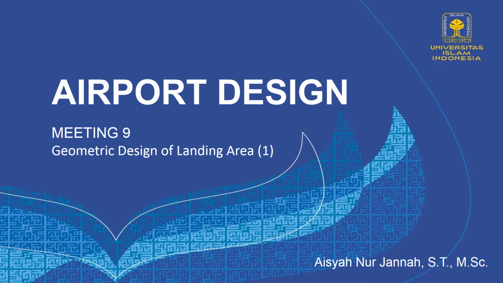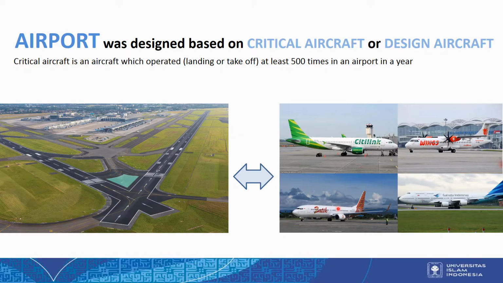So today in our airport design class, we will talk about geometric design of landing area, part 1. The airside of an airport should accommodate the movement of aircraft. So when an engineer wants to design an airport, it is designed based on the critical aircraft or design aircraft.